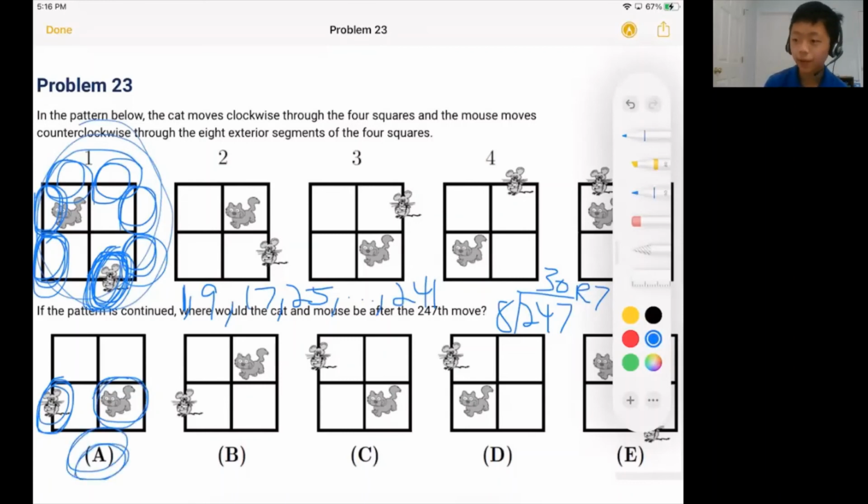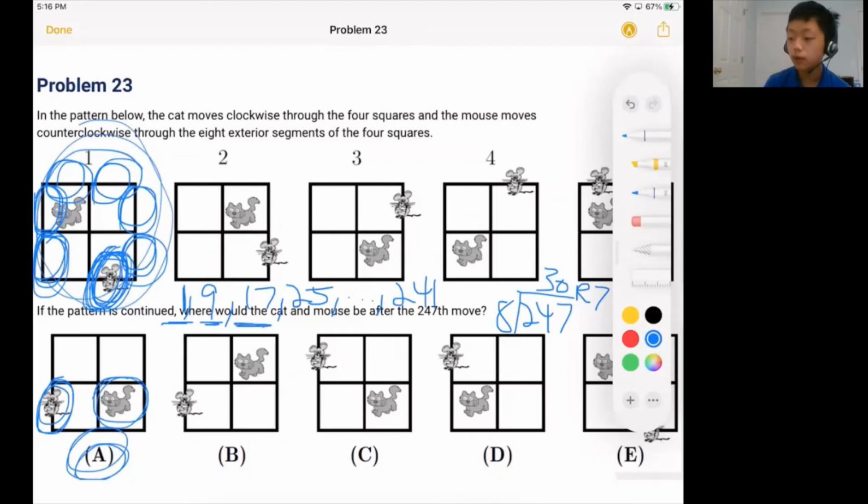I'm not sure if that was a little confusing, so I'll quickly summarize it again. Basically, we have to be careful. We notice that the cat cycles through the squares every 4 moves and the mouse cycles through the segments every 8 moves. For the mouse, on its first move, it's going to be at its starting position. After 1 plus 8, which is 9, so after the 9th move, the mouse is going to be back at its starting position.